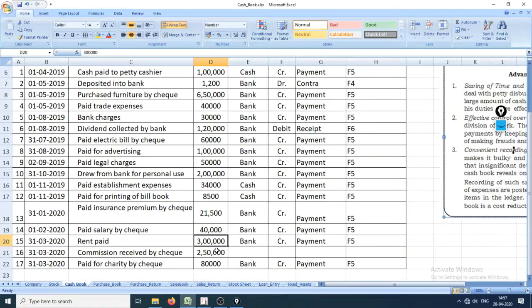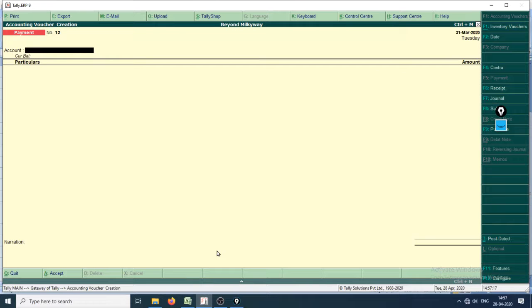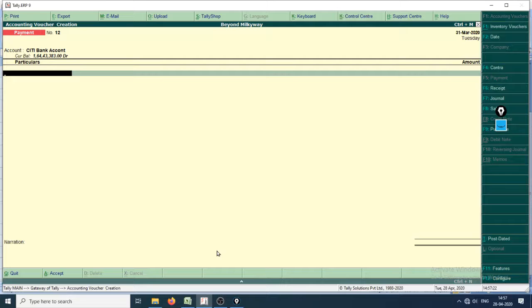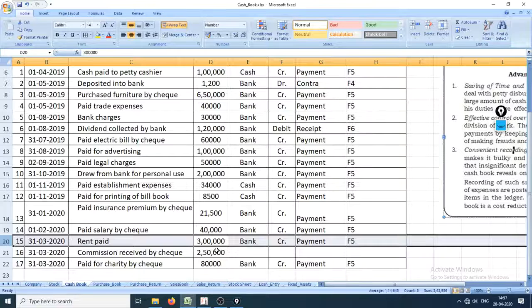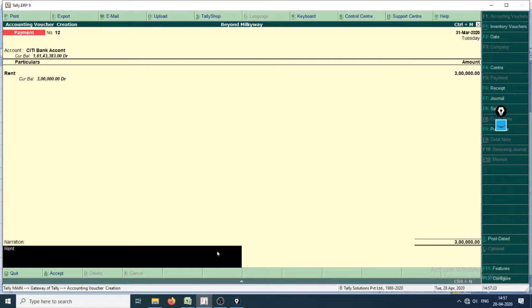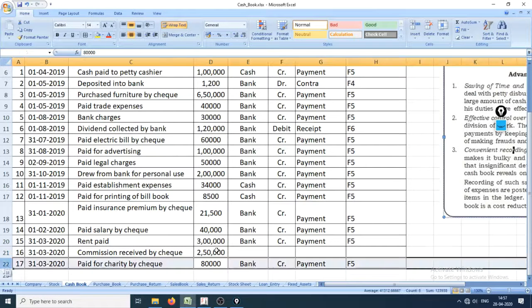Which is the next date? Next date is rent is paid on 31st March. 31st March 2020 by Citibank account. Rent account is not there, I guess. If it's there, you can enter it. 3 lakh is the amount. Enter. Rent paid. Okay, so this is a speed alert. Commission received by check. We'll check this entry later. First, let's complete the 17th entry.